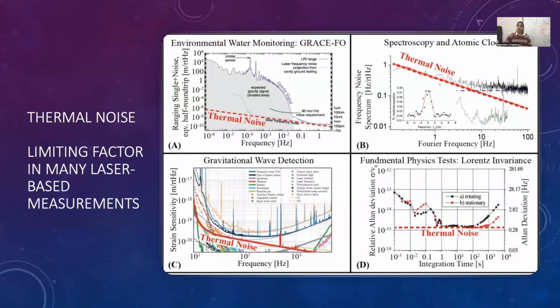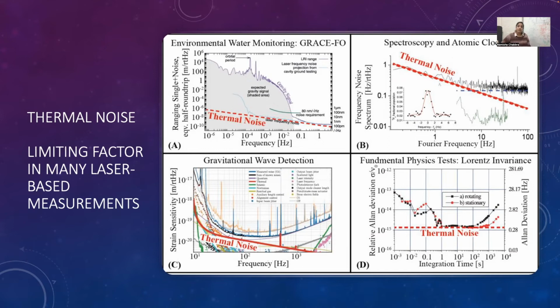So another use of higher order spatial modes is in a proposed experiment to reduce the effect of thermal noise in optical cavity mirror coatings, which is currently a limiting noise in many metrology and fundamental physics applications. For example, Earth's climate change measurements on the GRACE Follow-On mission laser instrument, spectroscopy and atomic clocks, gravitational wave detection, and tests of fundamental physics like Lorentz invariance.